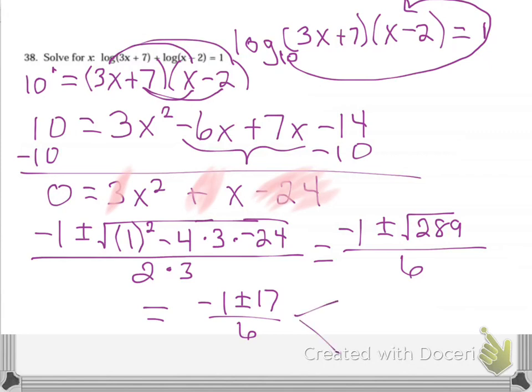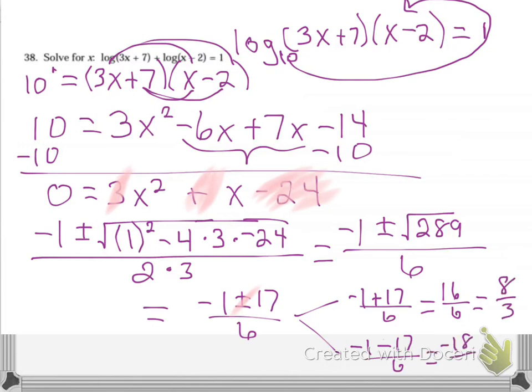And you should break it down because there's two problems here because I have the plus or minus. So negative 1 plus 17 over 6 and negative 1 minus 17 over 6, which is going to give me 16 over 6, which is going to be 8/3. And this one is going to give me negative 18 over 6, which is going to give me negative 3. So these are my two answers.